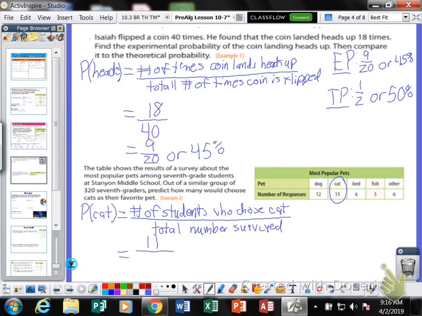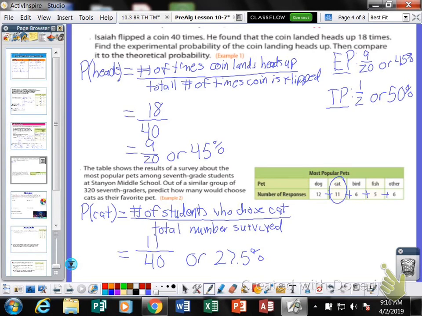To find that, all we have to do is add up our responses here. So we have 12 plus 11 plus 6 plus 5 plus 6, and we would get 40. So we have 11 over 40, or about 27.5%. Okay, so that's our experimental probability.